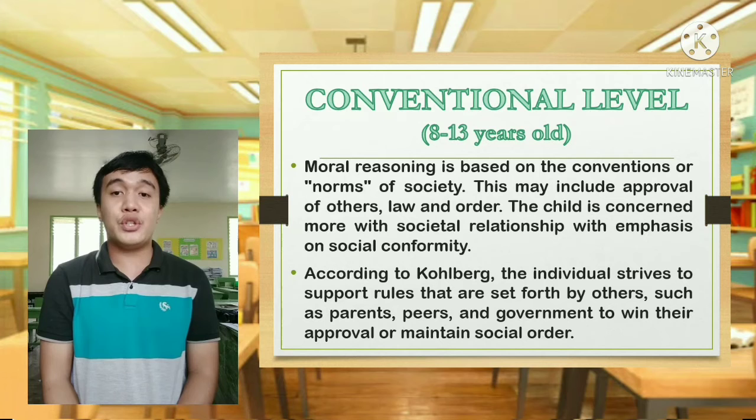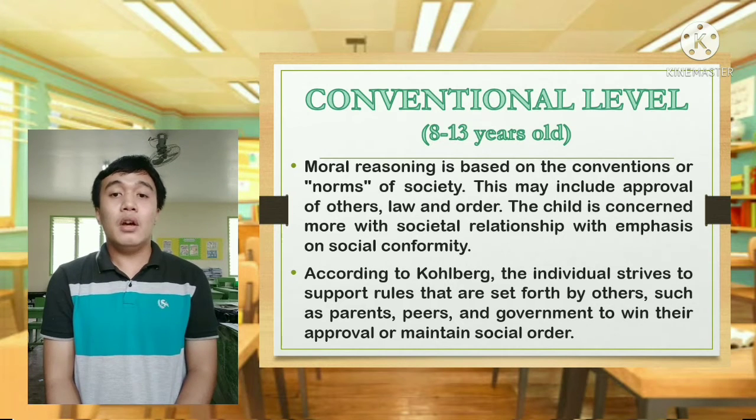After the pre-conventional level follows the conventional level, which happens from 8 to 13 years old. In this level, moral reasoning is based on convention or norms of society. This may include approval of others, law, and order. The child is concerned more with societal relationships, with emphasis on social conformity.